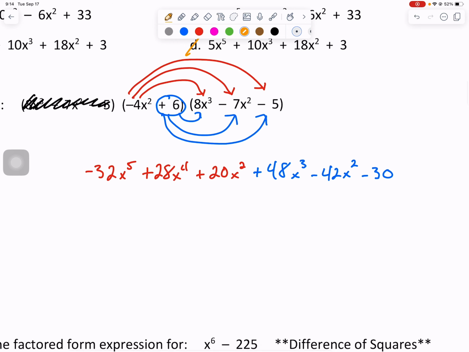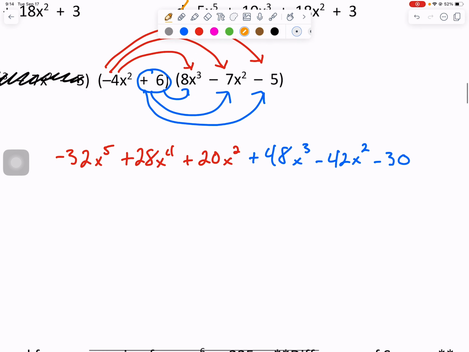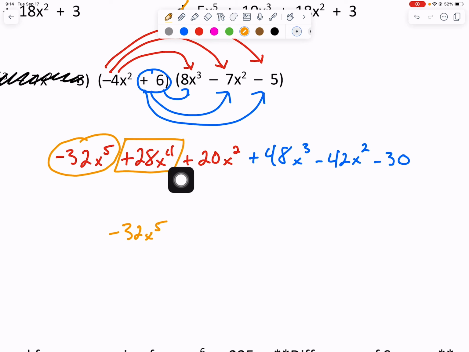All right, so we will simply from here, again, just combine like terms. I'm going to circle my -32x to the 5th. I do not see anything else that's x to the 5th, so let's just simply rewrite it. I will box my 28x to the 4th. Is there anything x to the 4th? I don't see anything, so I'm just going to go ahead and write it.